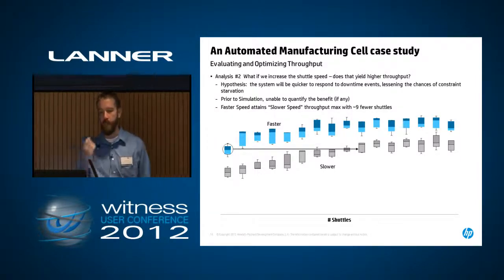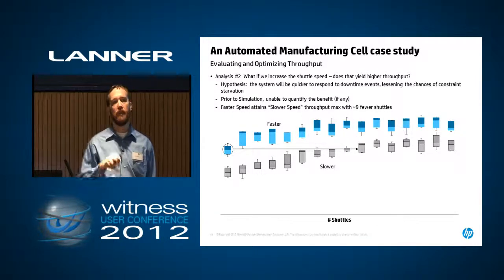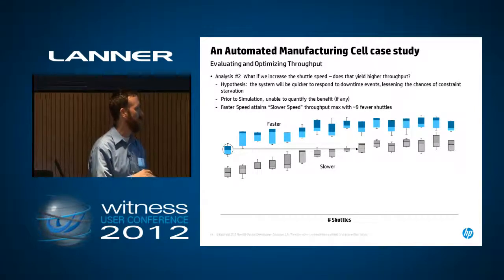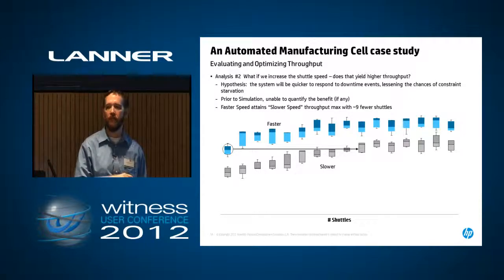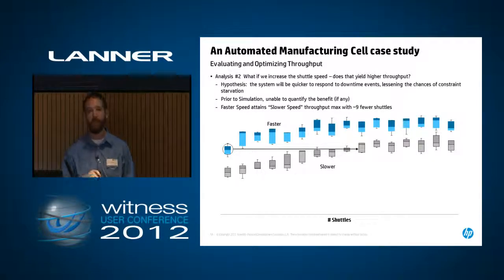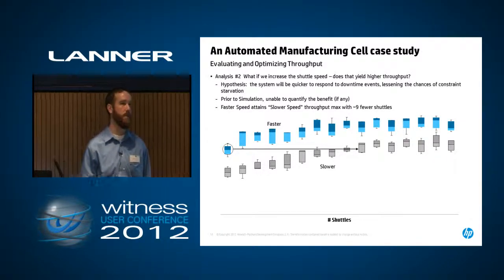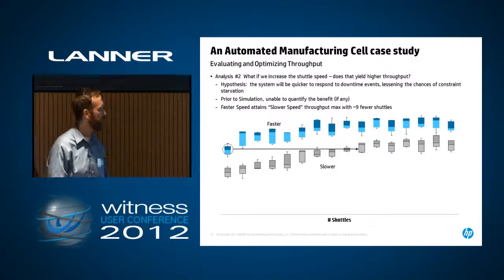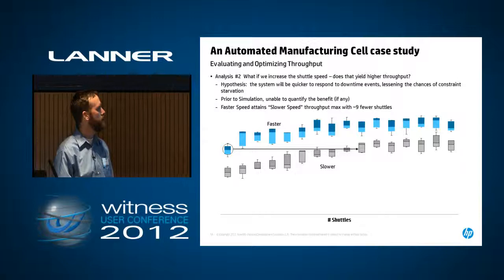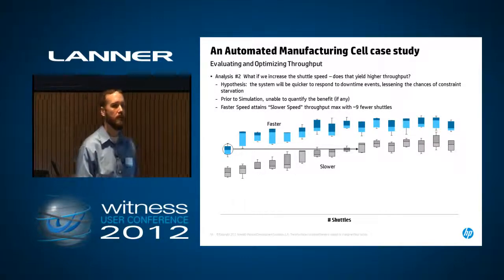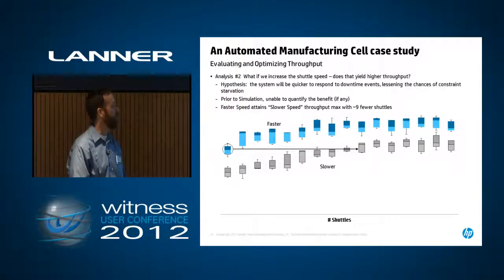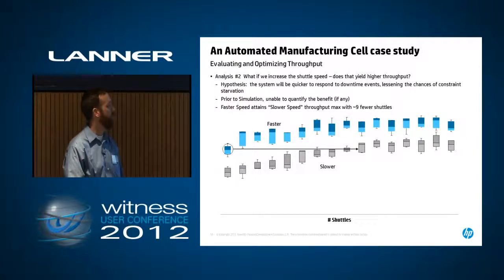So a follow-on question to that was, what if we increase the shuttle speed? There's a little bit of flexibility here on the specifications of that shuttle, in that we can run it a little faster. But it will require a project to do that. So it's going to require some engineering resources, some modification to the actual shuttles. So we wanted to see if it would be worth it. And the hypothesis here is that the system's going to be quicker to respond to downtime events in any of the different subcells, which would lessen the chance of starving a constraint.